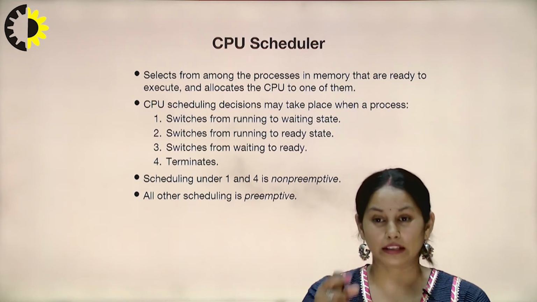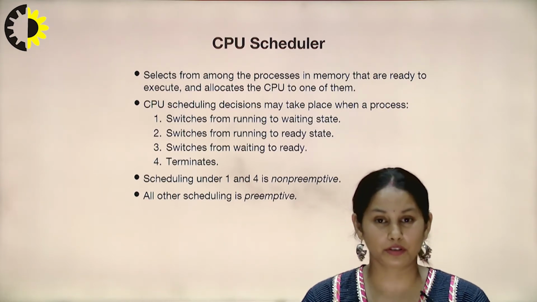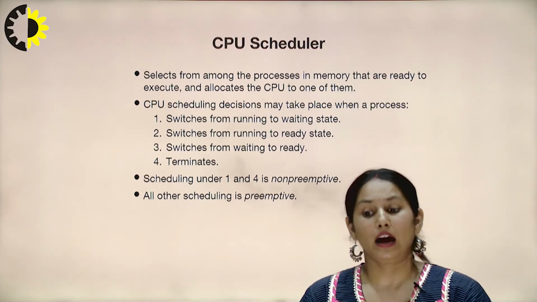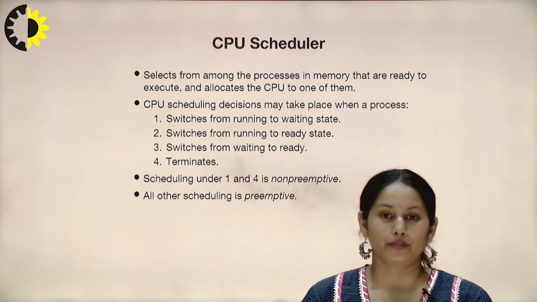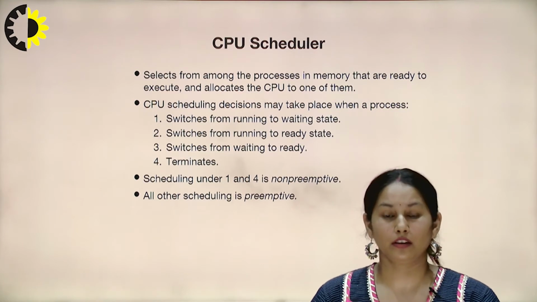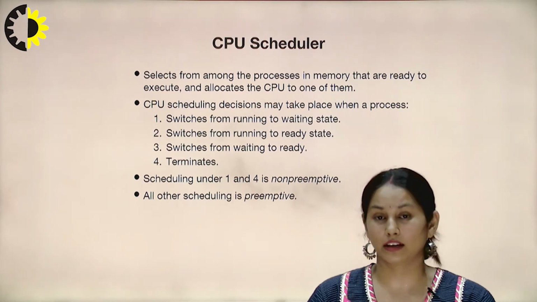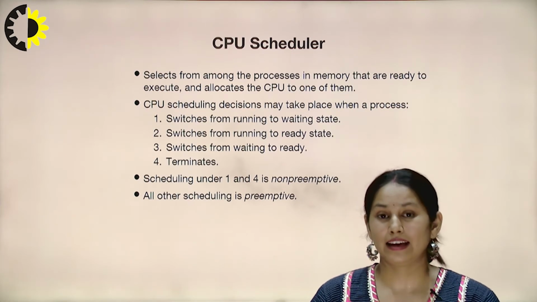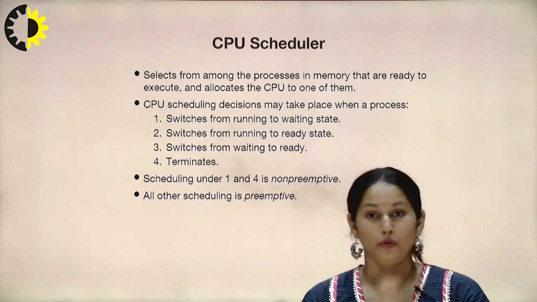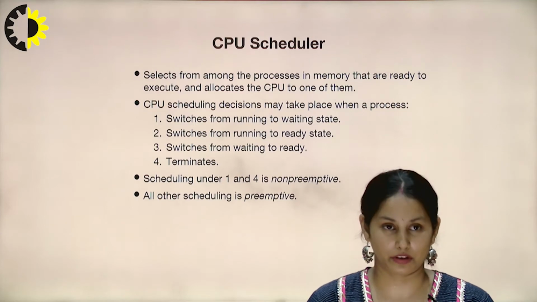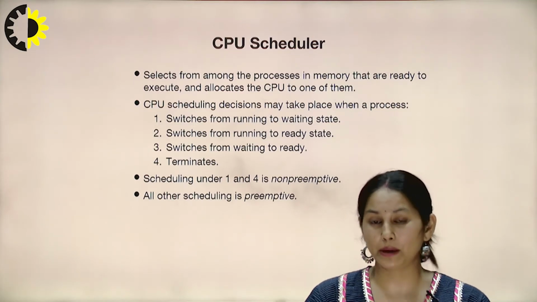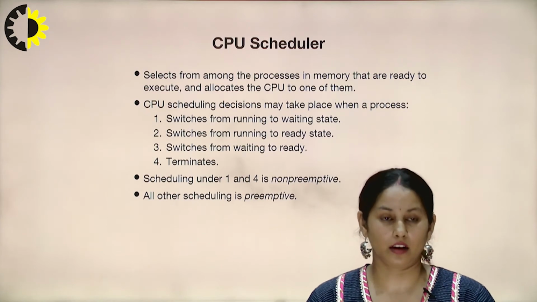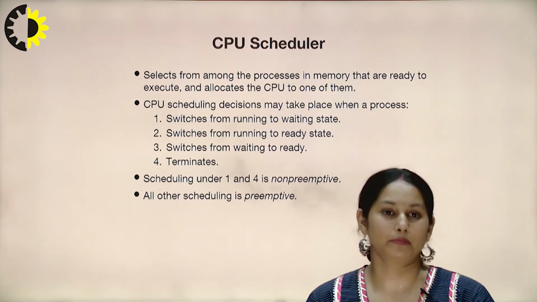You have to select the process, you have to execute the process, and in between, you can also preempt the process. There is also a kind of algorithm which is known as non-preemptive. In that case, whenever the CPU is allocated to a process, it will be switched only after the completion of the process. The CPU would not be switched in between the running state. So this is known as non-preemptive.